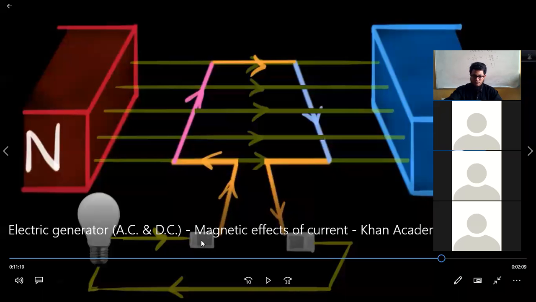Through this brush, the current is always going inward, and this brush will experience a current that is always coming out of the circuit. If I play the video, then you can understand better, I guess.